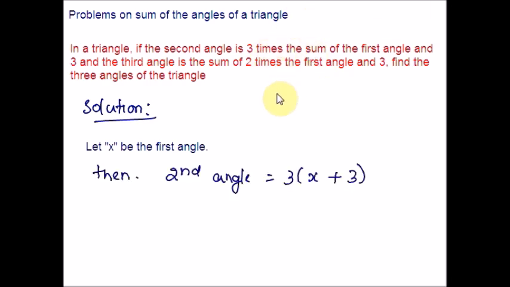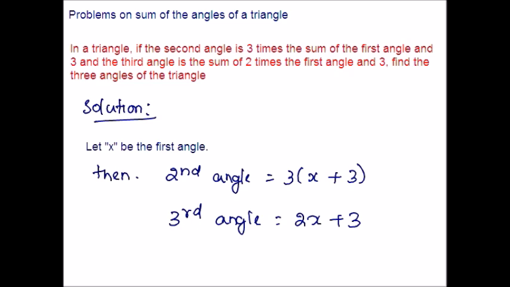Same way, the third angle is the sum of 2 times the first angle and 3. Please look at the difference between the two given things. 3 times the sum of the first angle and 3 is different from the sum of 2 times the first angle and 3. So you should add these two. Therefore, the third angle would be 2x plus 3. Translating the given statement into a correct expression will help you solve all the word problems. So it is always advisable to read the question twice before starting with your solution.